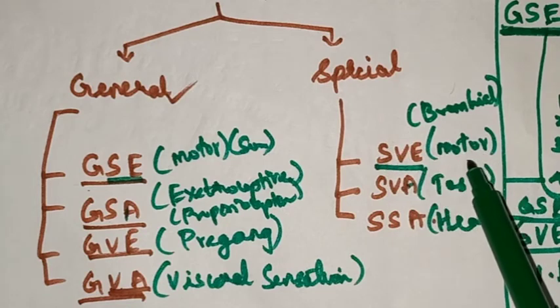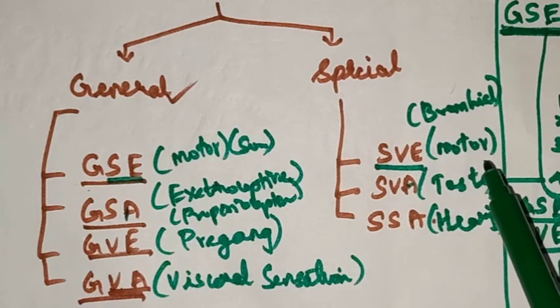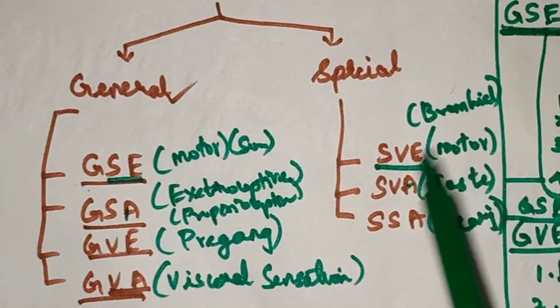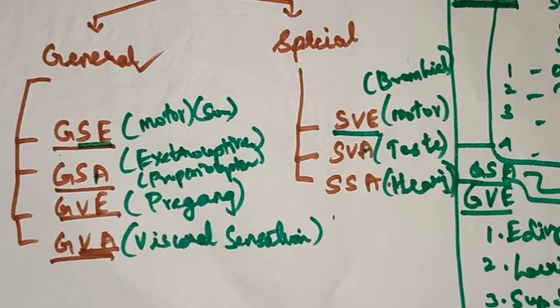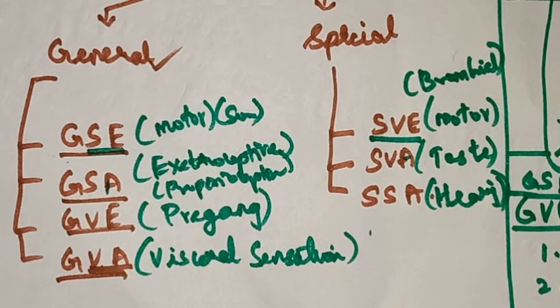Special visceral efferent is the motor supply of all the muscles which are derived from the branchial arch. Special visceral afferent is taste. Special somatic afferent is hearing. Go through this video once or twice, make a note of it, and you can also take a screenshot if you want. I think that I made these concepts somewhat clearer.